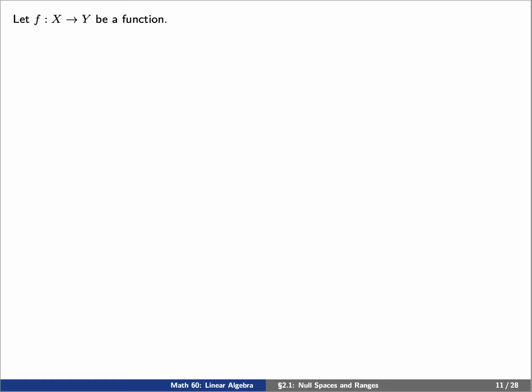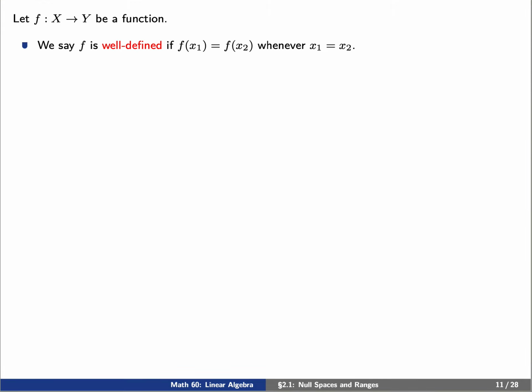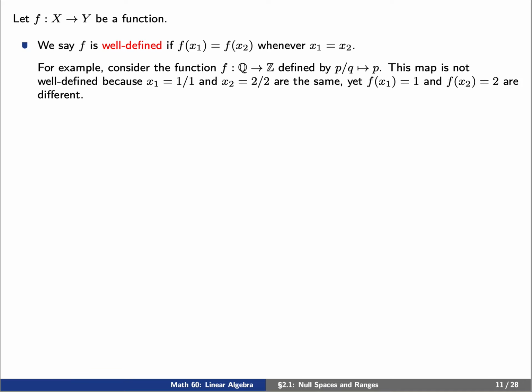Say that we do have such a function f going from a domain X to a codomain Y. We'll say that f is well defined if f(x1) = f(x2) whenever x1 = x2. For example, if we're mapping from the rational numbers to the real numbers by sending a ratio p over q to the numerator p, then we find a map that is not well defined. We can make this well defined if we simply add in the assumption that p and q are relatively prime.